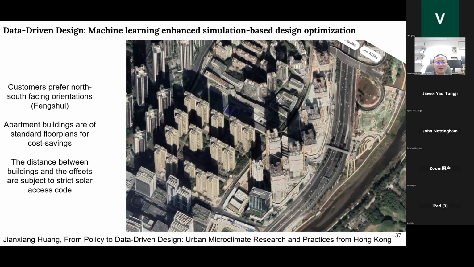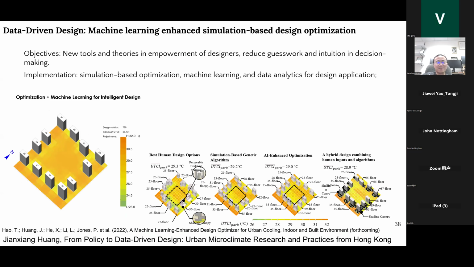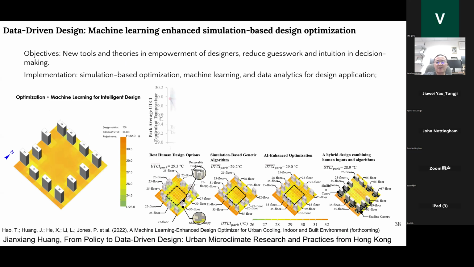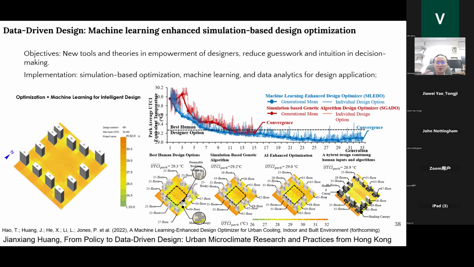But the only variation you have is the location of these buildings and height of them, and the building setback within their own property or red line. So here you go. We have this blue line with machine learning accelerated optimization, and we also have a red line where it's a traditional physics-based optimization. And you would see the differences are quite a lot.